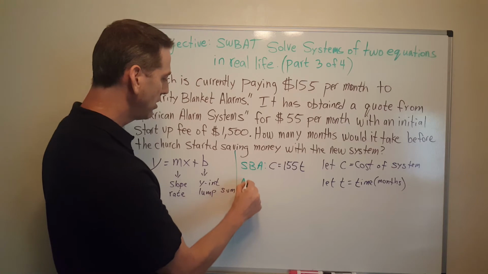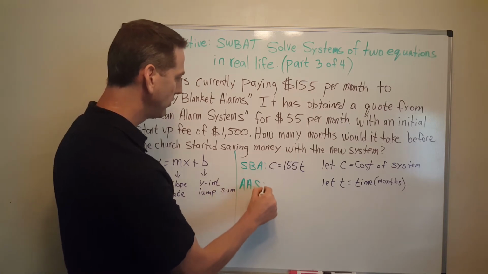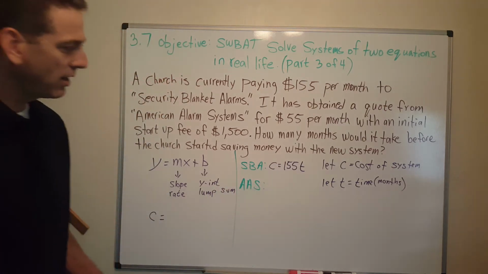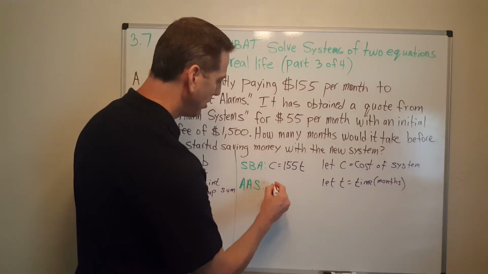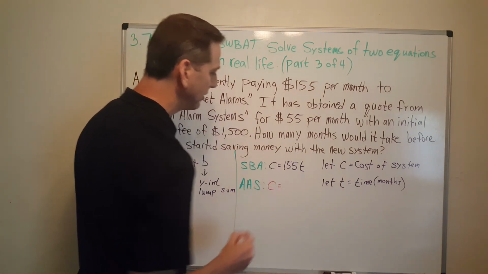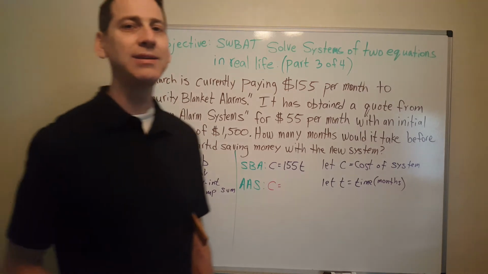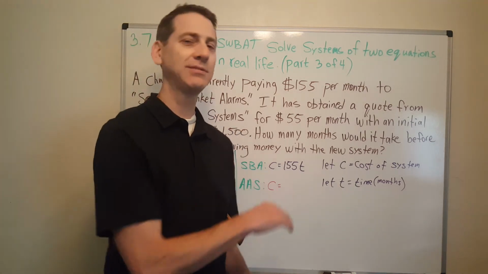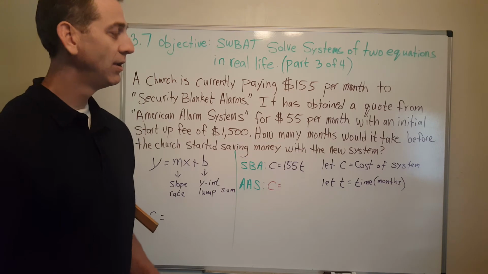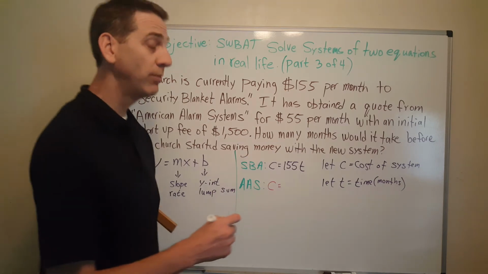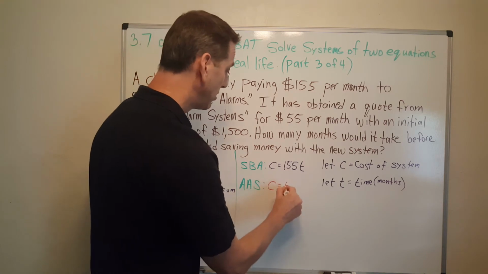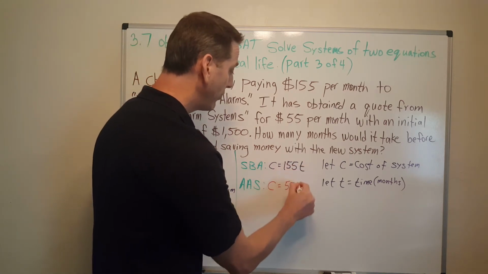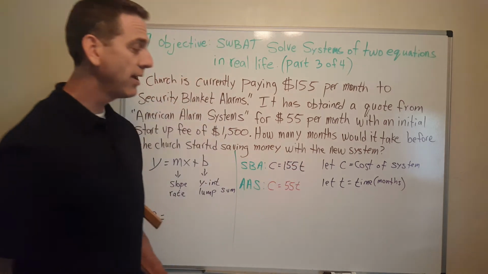So American Alarm Systems. Okay, so let's do a different color. The cost of this system is going to be what? What's the rate of this system? It's much lower, isn't it? That's what makes it attractive. It's only $55 for every month. Okay, but is that all?